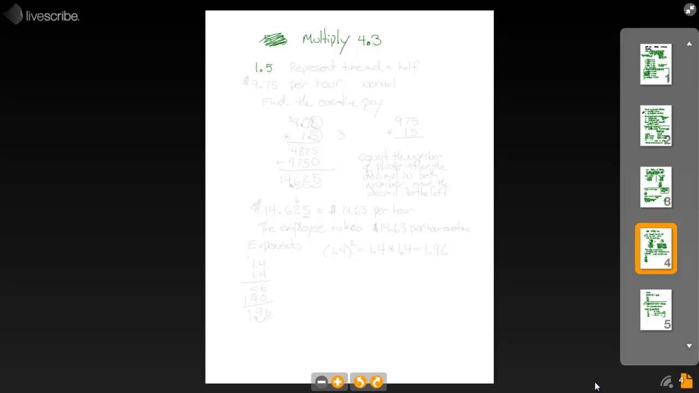1.5, I'll fix that just a sec, would represent time and a half. So if I worked overtime, 1.5 is kind of like time and a half because I'm getting my full amount of pay. And suppose my normal pay was $9.75 per hour.